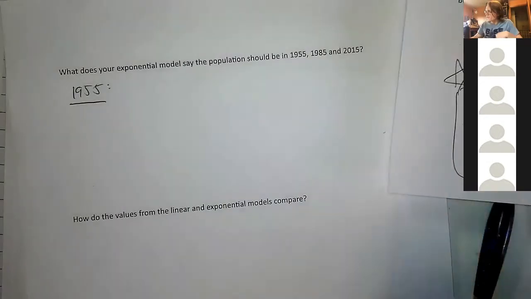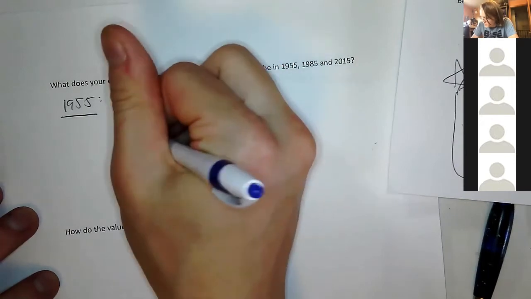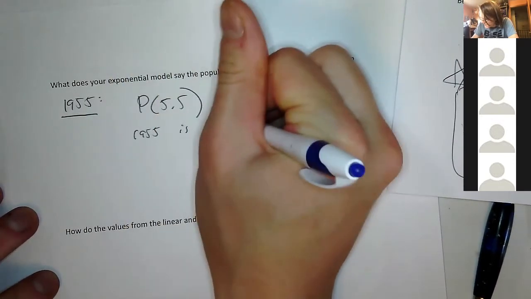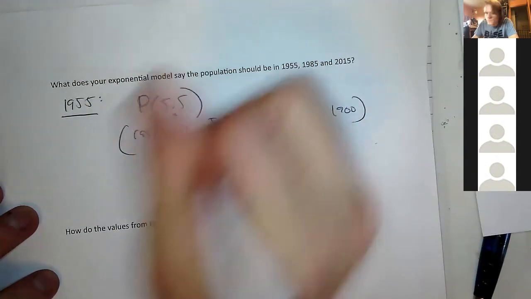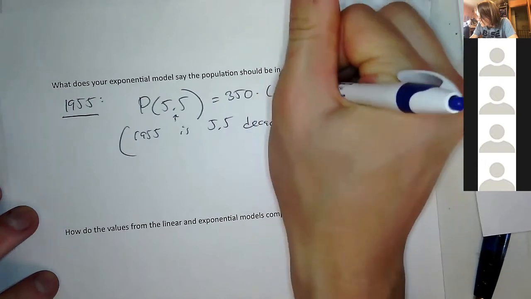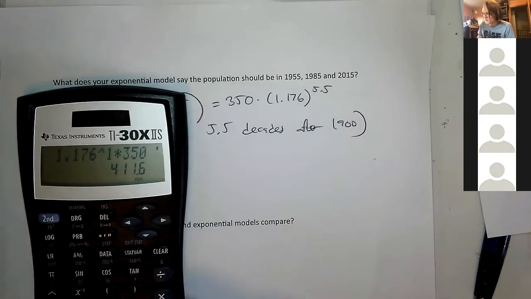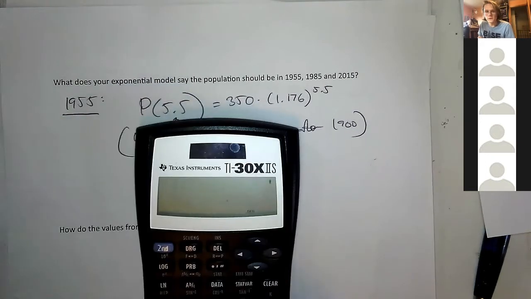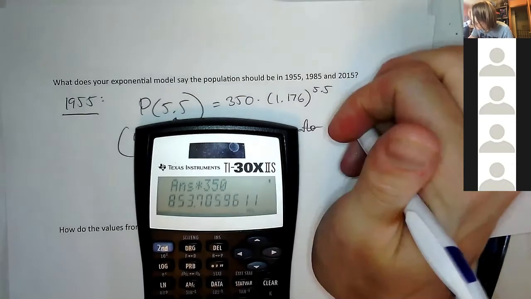But anyway, so for 1955, you're going to do P of 5.5, because 1950 is 5.5 decades after 1900. And then you just plug it in. I get 350 times 1.176 to the 5.5. Maybe I'll do it in this calculator. So again, 1.176 caret 5.5, some number. It took an oddly long time to do that. And then times 350.